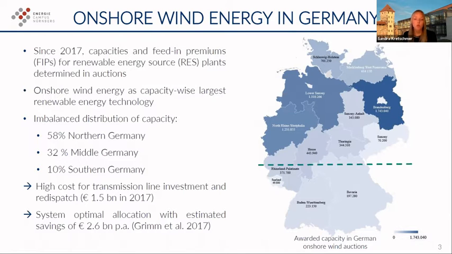This contributes to the already large discrepancy in generation capacity between north and south, which makes investment into transmission lines necessary, which is very costly, and also increases the need for redispatch, network security measures, which are also very costly. For example, in 2017, the cost for redispatch measures was almost 1.5 billion euros. In contrast, a system optimal allocation of renewable capacity, close to demand centers, taking into account the existing grid, can generate welfare gains of up to 2.6 billion euros a year.